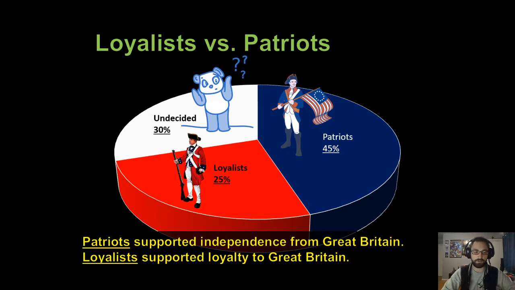So you can see on the pie chart here, almost half of the people living in the colonies were patriots. A quarter of them were loyalists, and then the other 30% didn't really know what side they supported, or they didn't support a side. Let's take a second, copy those percentages down.